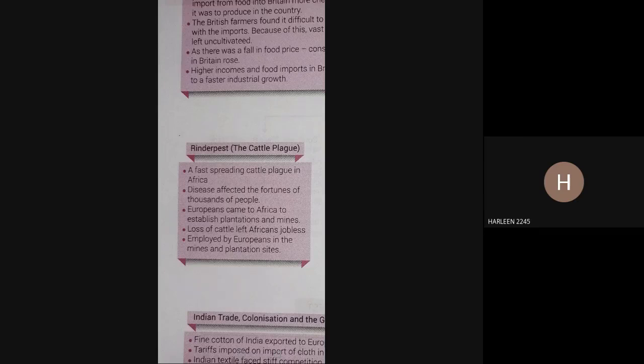Good, good, good. It killed more than 90% of the cattle, and at that time, ma'am, जो you rinderpest know, पेस्ट था, yes, at that time, जो main occupation क्या था? What was the main occupation of the people of Africa? They were agriculturists. ठीक है? So the rinderpest cattle plague, a fast-spreading cattle plague in Africa, and the disease affected the fortunes of thousands of people in Africa. So Europeans came to Africa to establish plantation mines, and lot of cattle left Africans jobless, employed by Europeans in the mines and plantation sites.